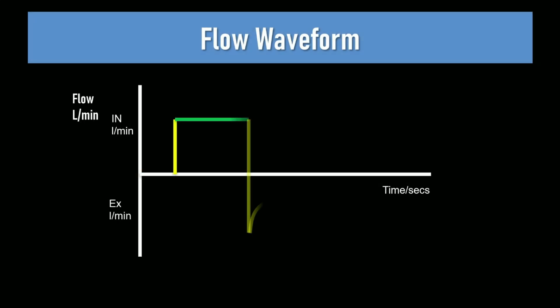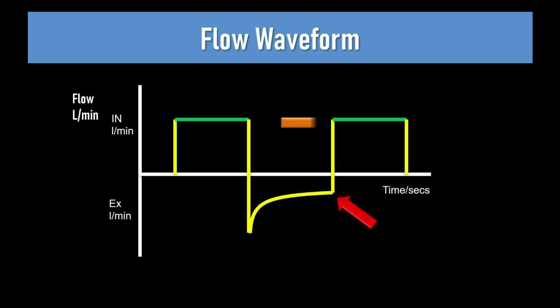And this is what it looks like. This is a volume-controlled constant flow breath. The patient's expiratory flow waveform does not come back to baseline before the next breath commences. The red arrow indicates end expiration that occurs at the beginning of inspiration, and that's the orange arrow.